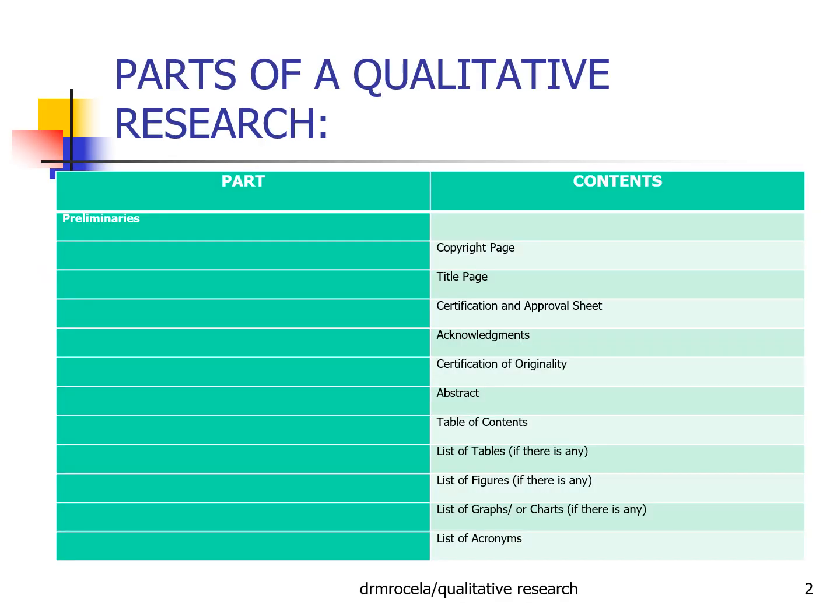Parts of a qualitative research. We have the preliminaries. For the preliminaries, we will have the copyright page, and then we have the title page, and then the certification and approval sheet, acknowledgements, certification of originality, and then we have the abstract, the table of contents, list of tables if there is any, list of figures if there is any, list of graphs or charts if there is any, and of course, we will also include the list of acronyms.